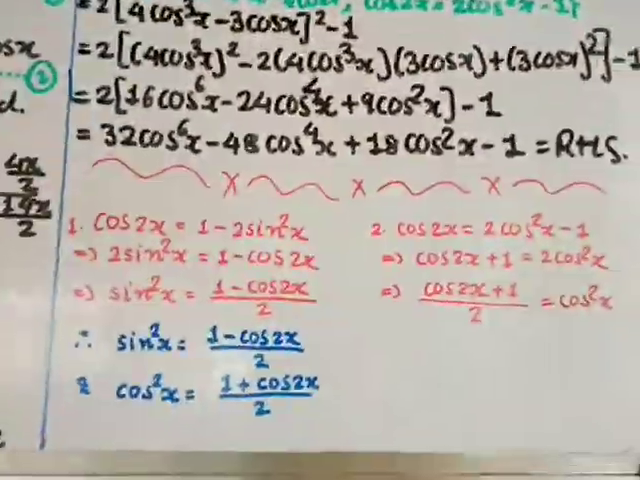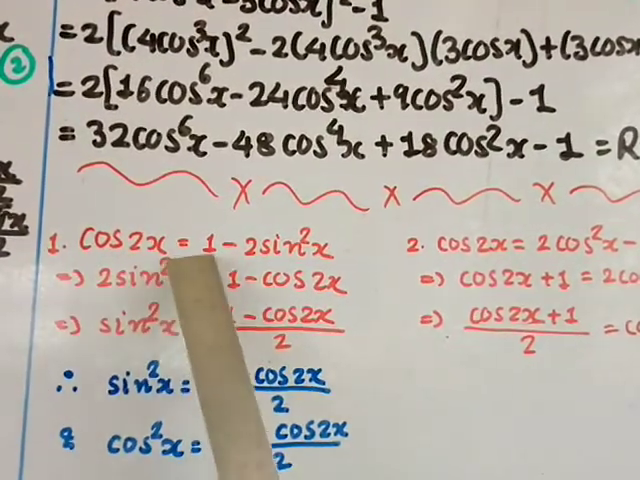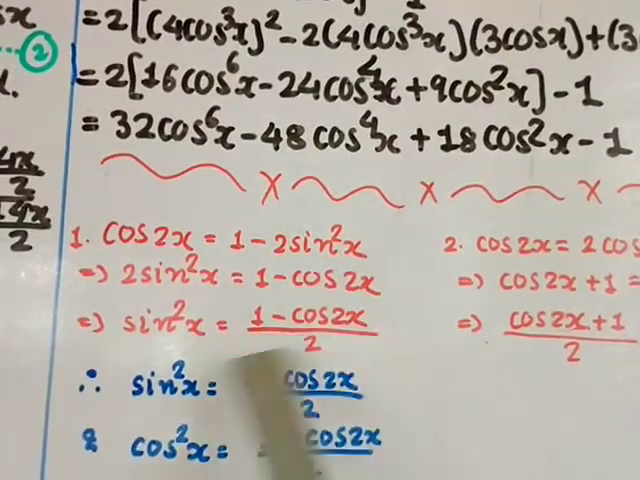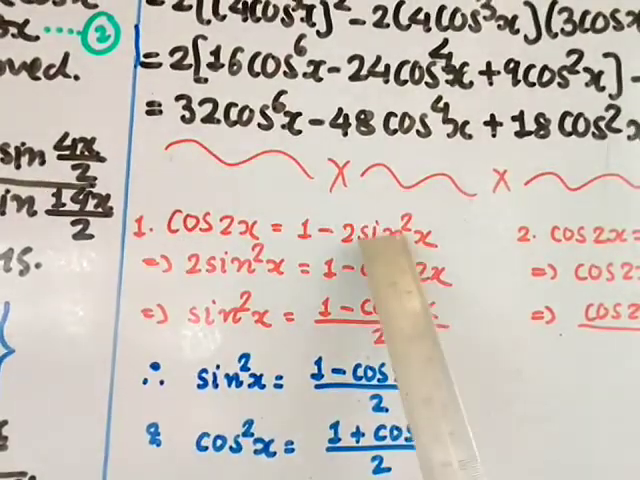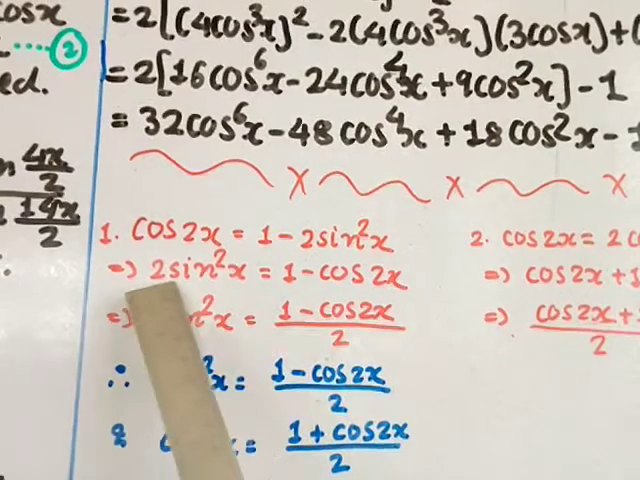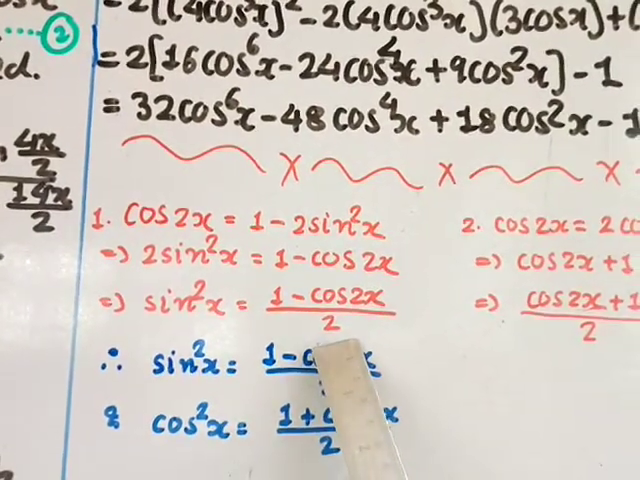But I have forgotten 2 identities to give you, so I'll just give you that. Cos 2x equal to 1 minus 2 sin square x. This identity I have given. From here, if I transfer minus 2 sin square x over here and cos 2x here, then you get 2 sin square x equal to 1 minus cos 2x. If you transfer 2 over here, you get sin square x equal to (1 minus cos 2x) by 2.